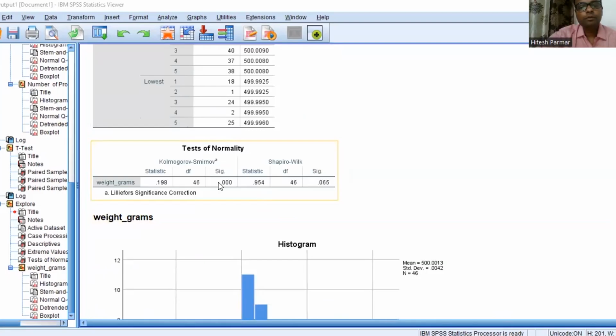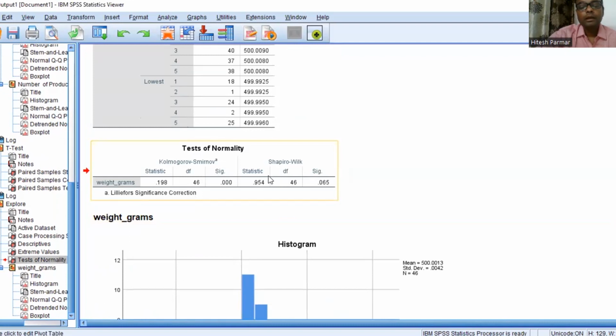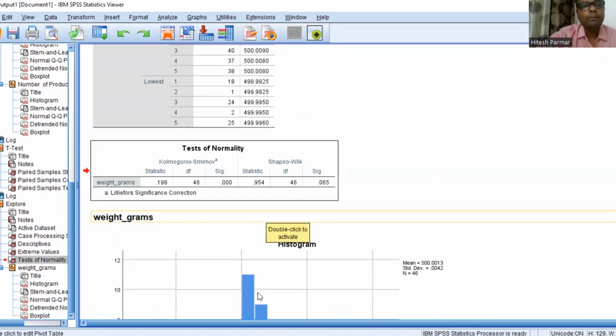This is our test of normality. We already discussed that when the sample size is small, we need to rely on Shapiro-Wilk. So 0.065 is greater than 0.05, so we have confirmed the normality, and it is appropriate to go for a parametric test called the one sample t-test. So now let us apply it.